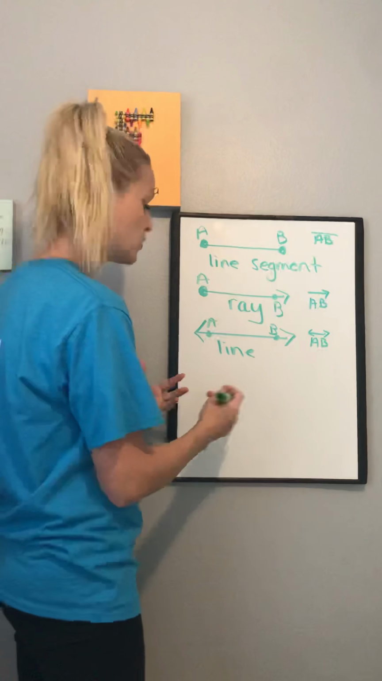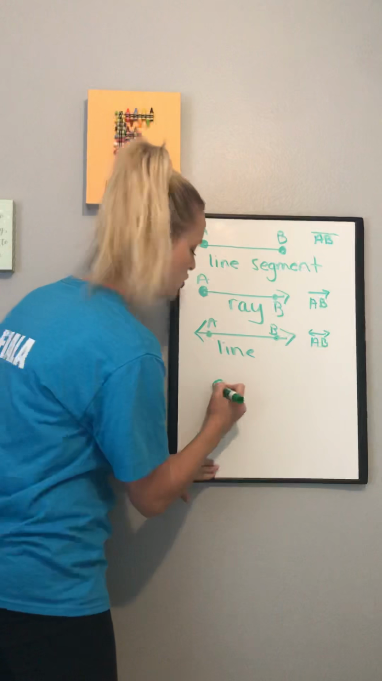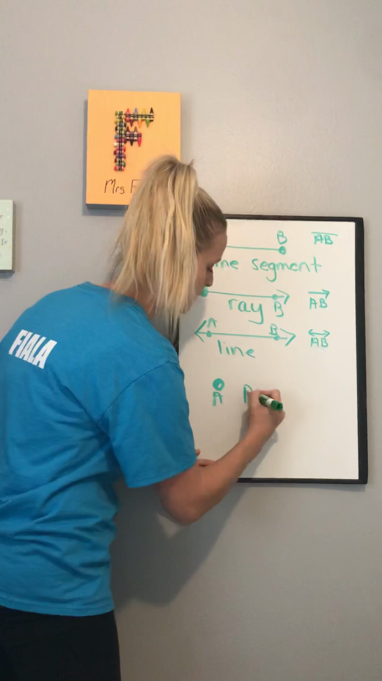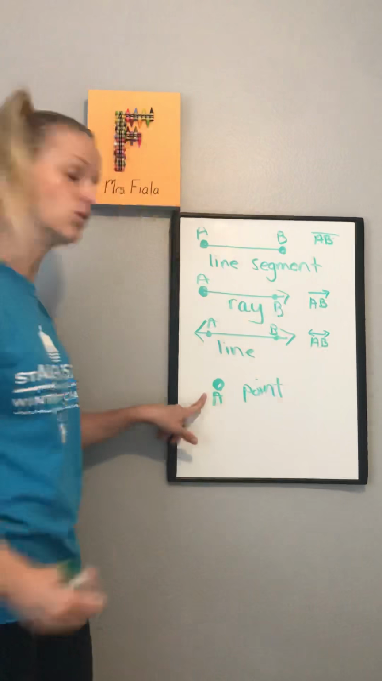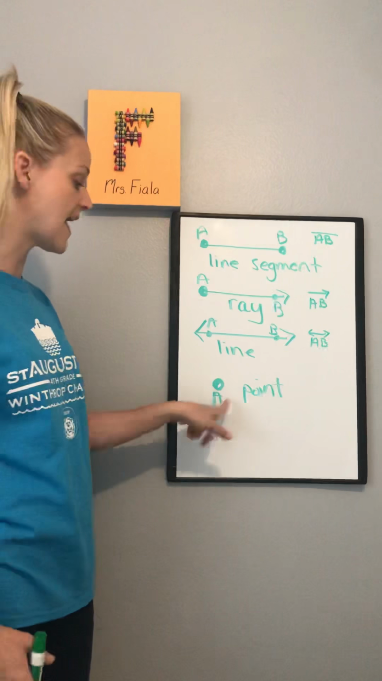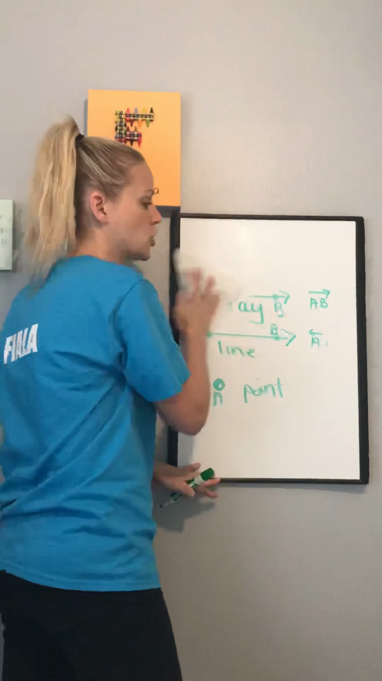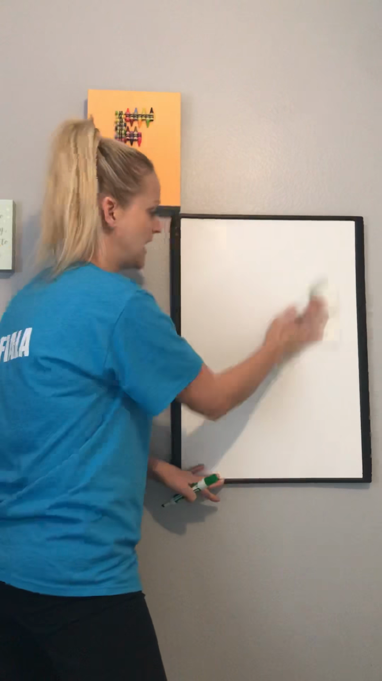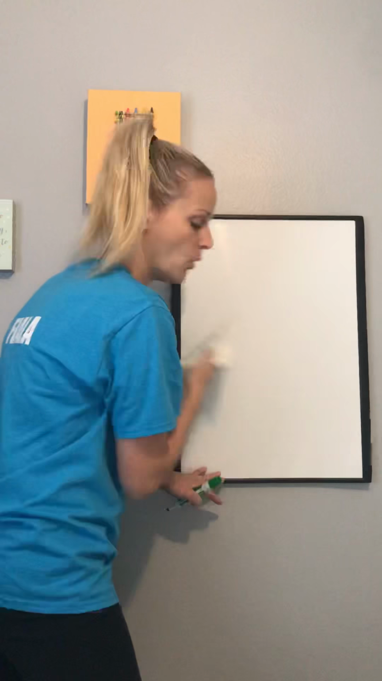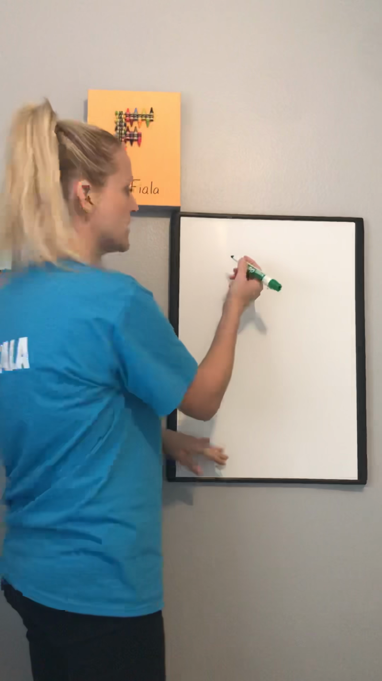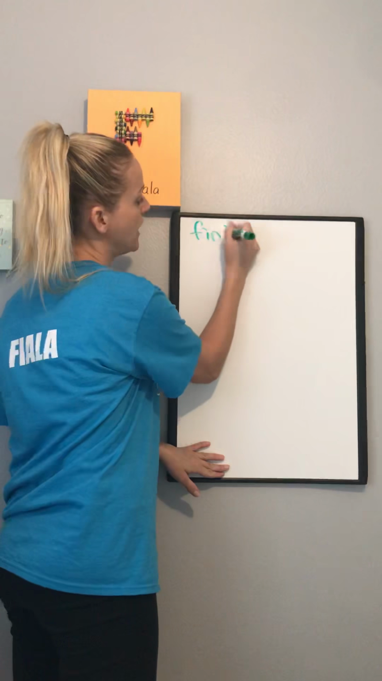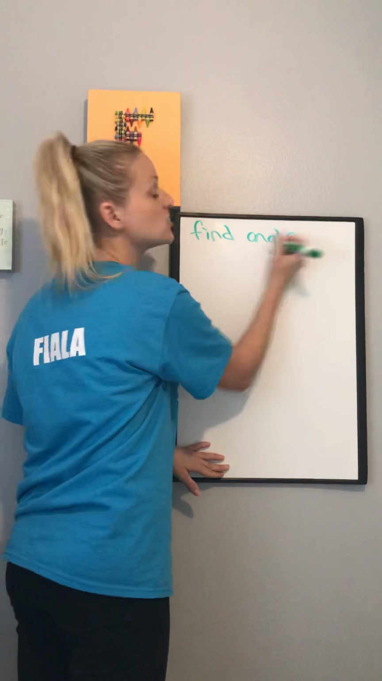If it asks you, what is the geometric term for an exact location in space? That is a point. That's how you would write that. That is point A. Those are all of our geometric terms for our types of lines. Okay, we had our angles. With angles, it might ask you to find the angle measure, and this is the tricky one.